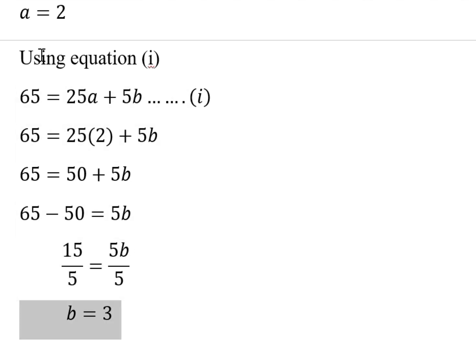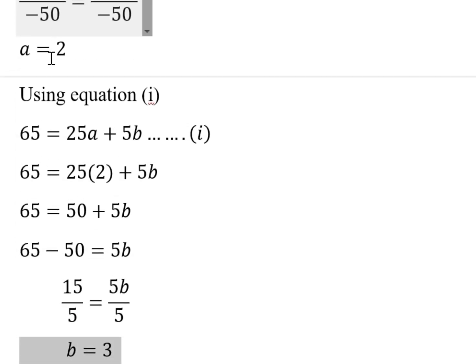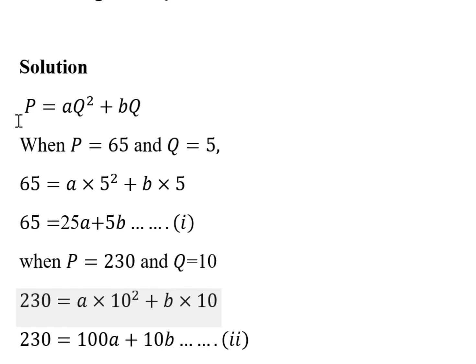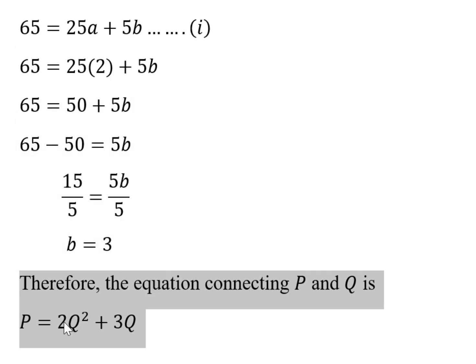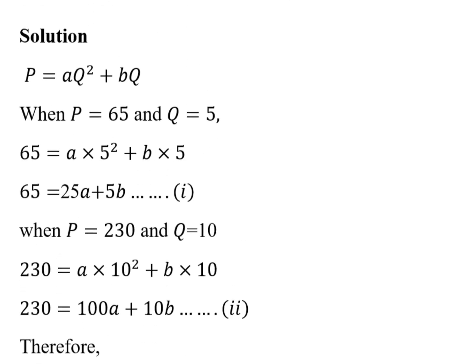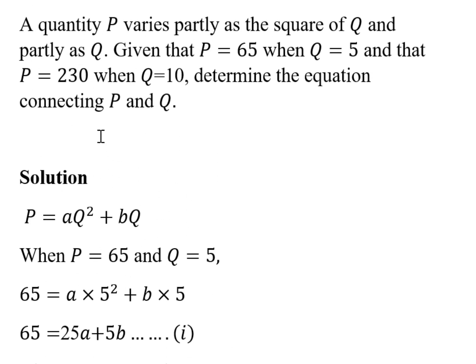That means our a is 2 and b is 3. In that case, we can come back to our incomplete equation, this one here, and we write it in full form, where we shall replace a with the answer and b with the answer. So the equation now will be p is equal to 2q squared plus 3q. That is the law connecting p and q. And that is what the question wanted.